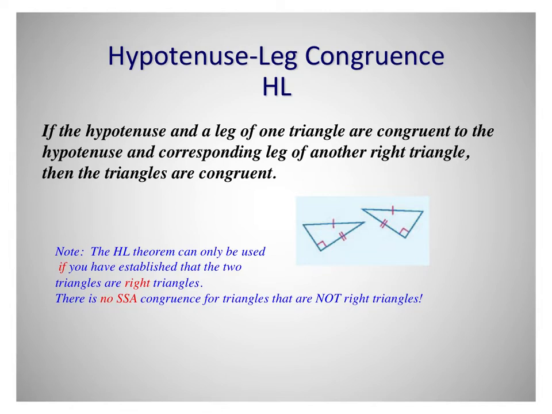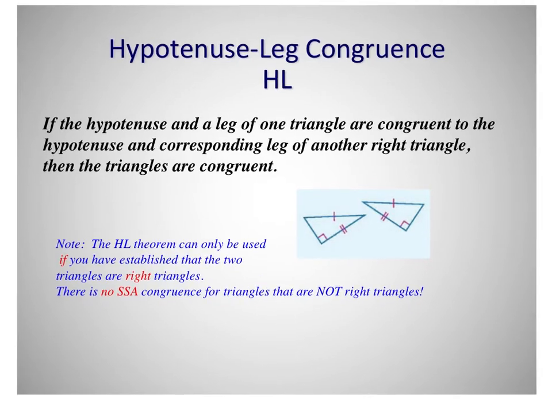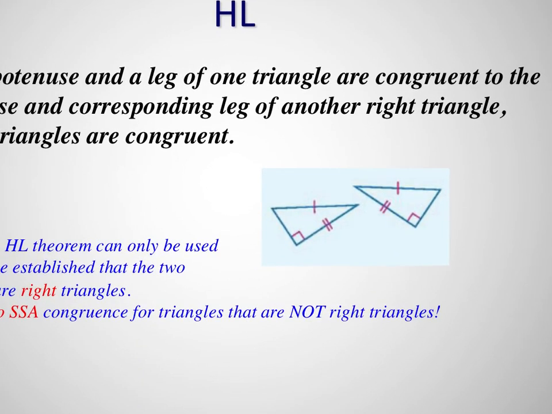And notice here on the bottom, it can only be used if you have established that the two triangles are right triangles. Because there is no side angle congruence, right? This is a side angle if I don't jump around, if I go in order, and there is no side angle congruence for triangles that aren't right. And if there is, we call it the hypotenuse leg. So you would have a hypotenuse congruent to a hypotenuse, and then a leg congruent to a leg. That is the only time you could use hypotenuse leg.